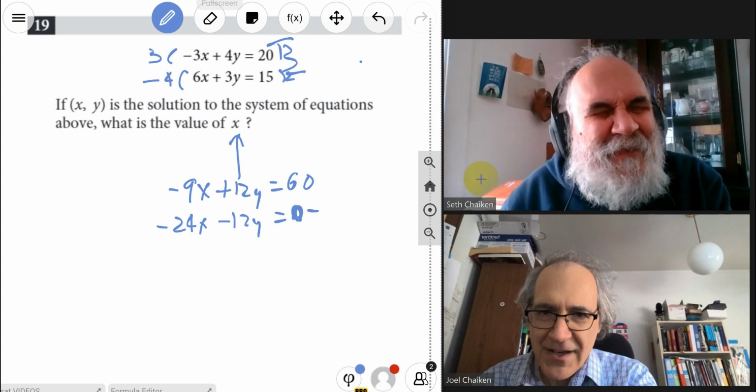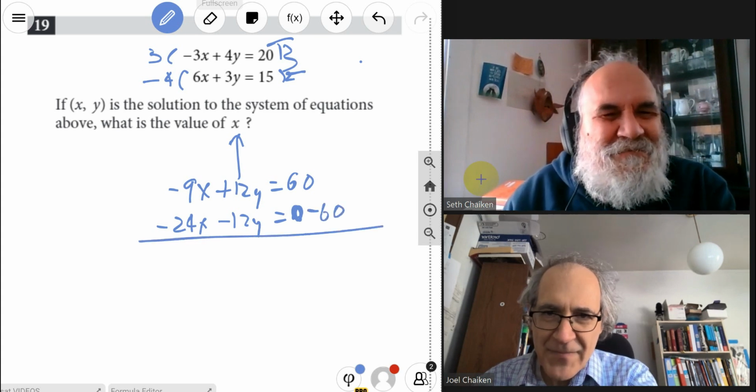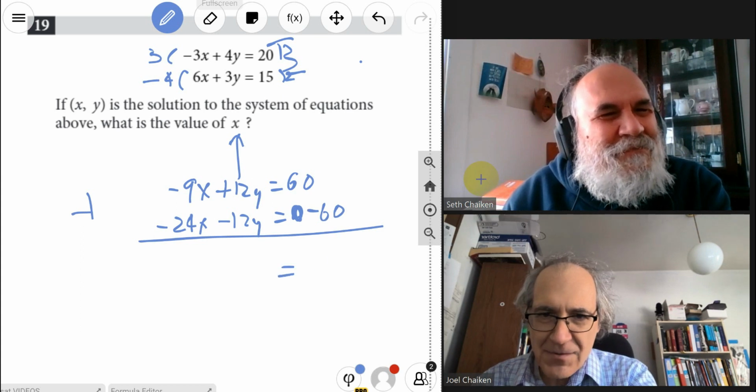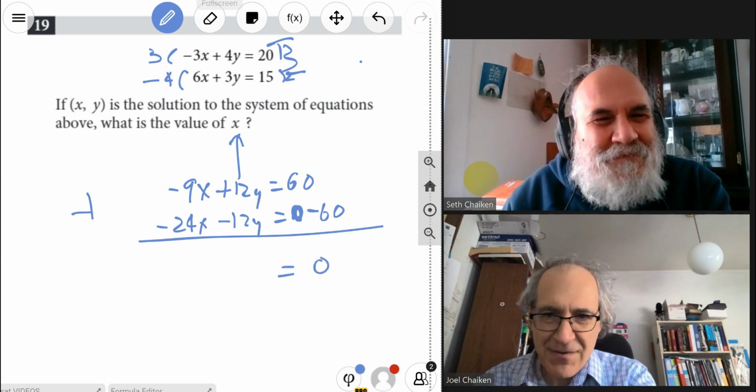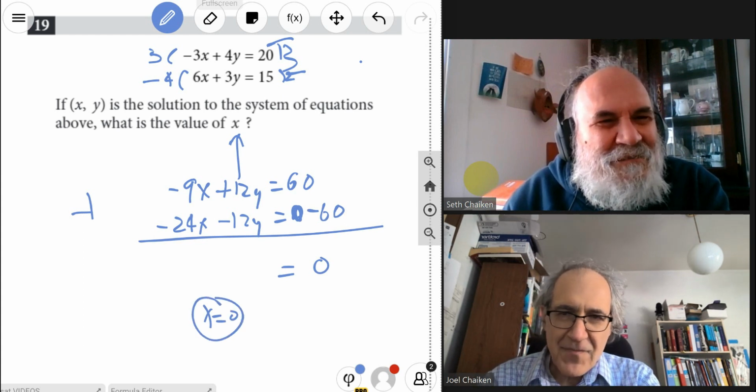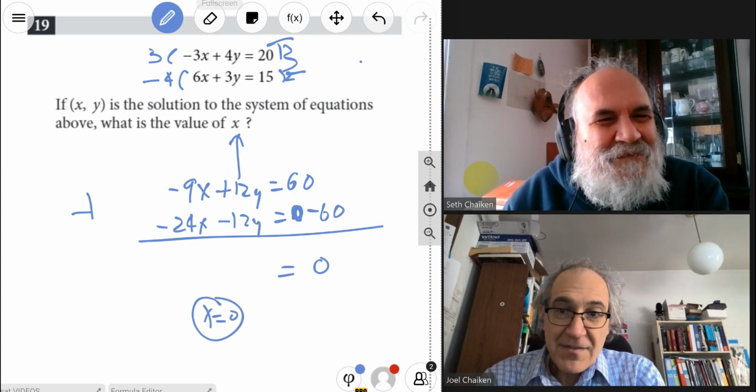Negative 60. Oh my God, see, I almost made a mistake. Did you see that? Almost made a mistake. You add these equations. This is equal to 0. Well, if that's equal to 0, then you don't even care, right? X is equal to 0. Right? Now you double check to be sure, because you could easily make a mistake.